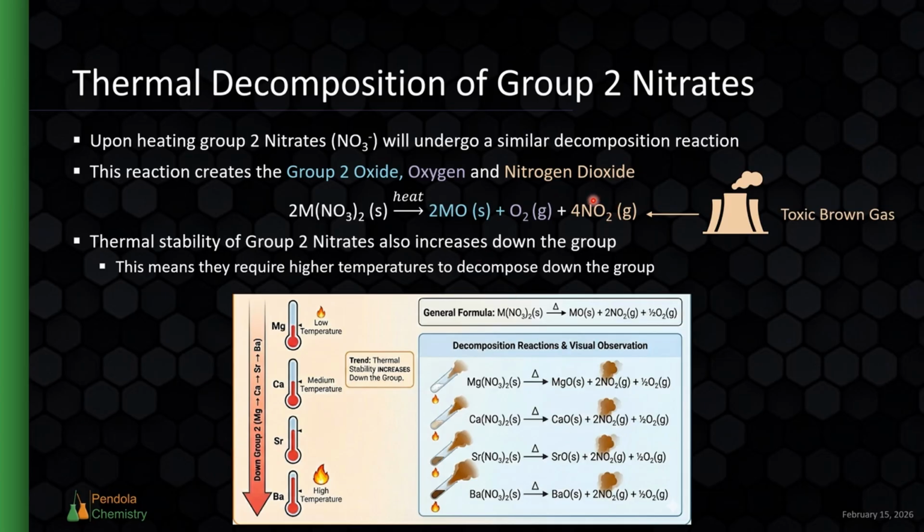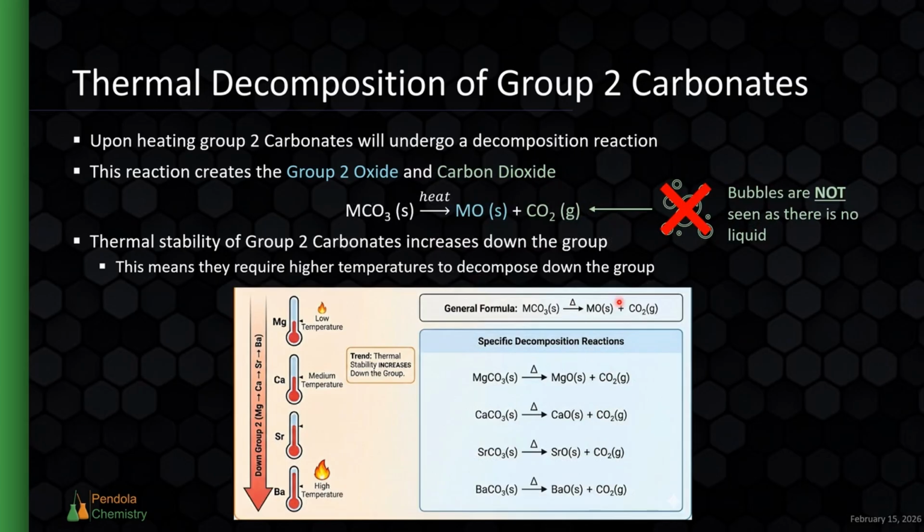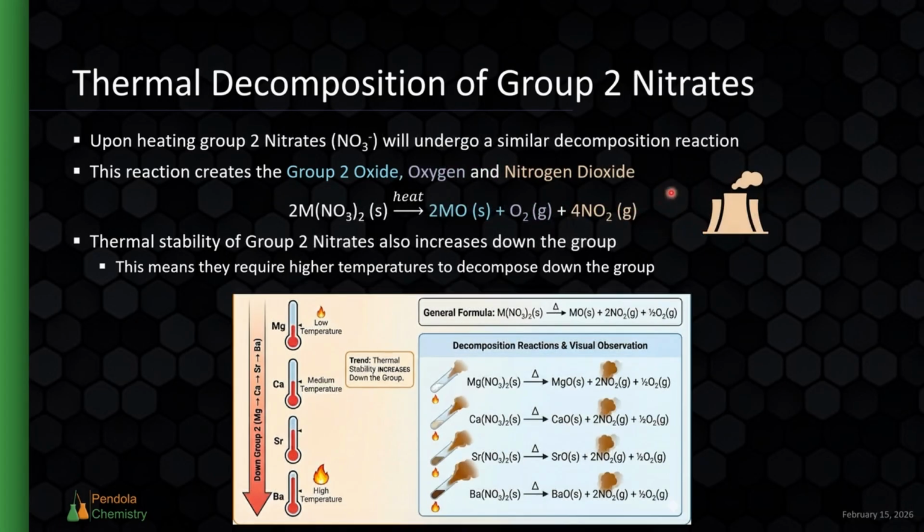And you need to know that for the group 2 nitrates, we're going to get a brown gas as an observation of the decomposition, but not for the carbonates. For the carbonates, we don't actually have any kind of observation because the carbon dioxide that's created is transparent. So we wouldn't actually see it here. But the nitrate does. The nitrate gives us a brown gas.